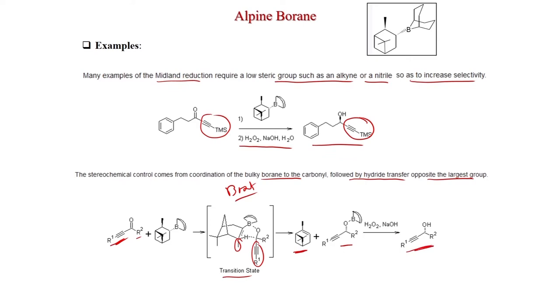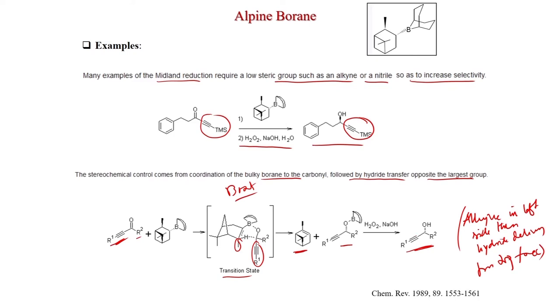So, if you write the alkyne on the left side, then hydride delivery is from the top face. So, in this case we have drawn the right side, that is why the alcohol has the opposite stereochemistry here, but if you draw the alkyne on the left side then you get the hydride delivery from the top side.